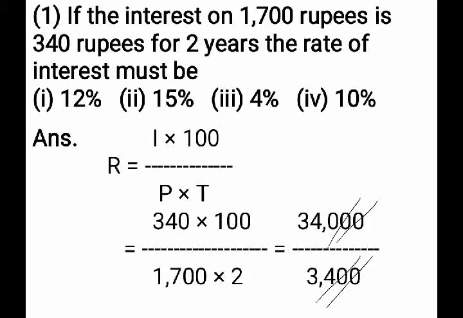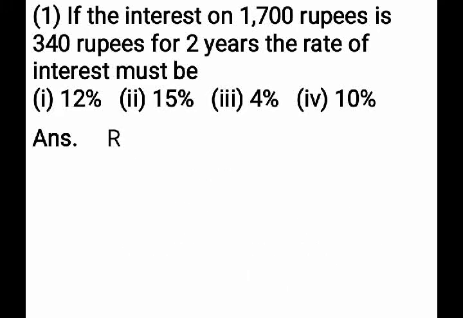Like this way. 34 ones are 34, 34 tens are 340. So I got the answer. Therefore, rate of interest is how much? 10 percent per annum. Rate of interest is 10%. So option 4 is the correct answer.